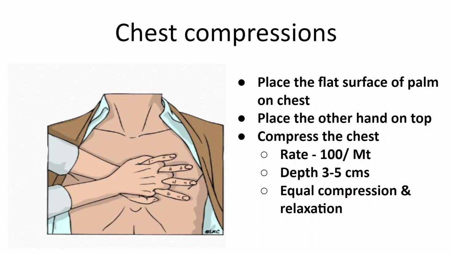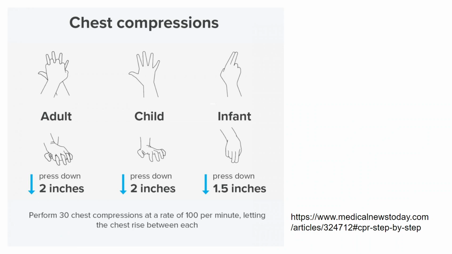For the chest compression protocol, the general protocol for an adult would be to place the flat surface of the palm on the chest and place the other hand on top, and compress the chest, preferably at a rate of 100 per minute, and it should not be too deep or too flat. The average range of compression of the chest in an adult is 3 to 5 centimeters, and ensure that the compression is equal and there is sufficient time for relaxation also. It's not that you only compress; you compress and relax at the rate of 100 per minute. That would be the standard as such.